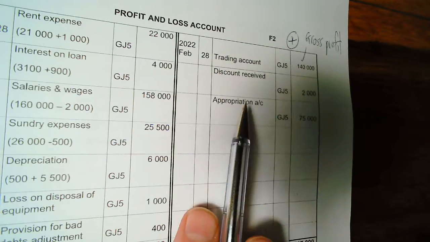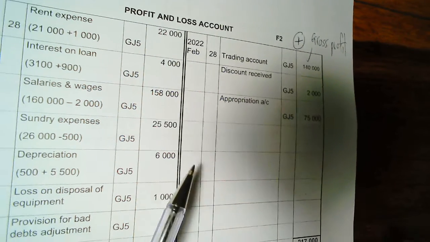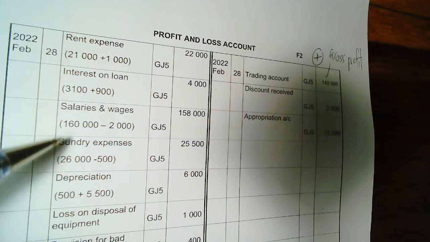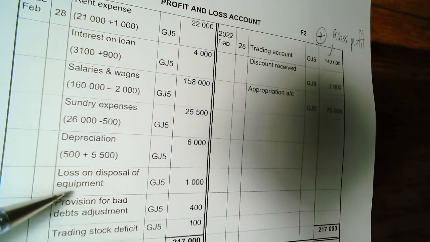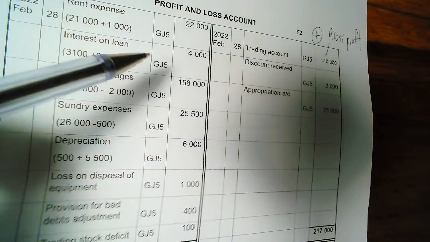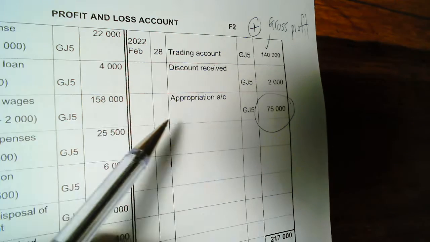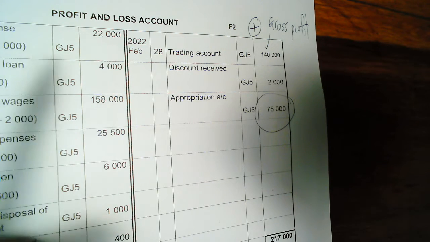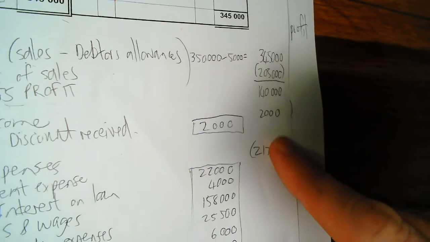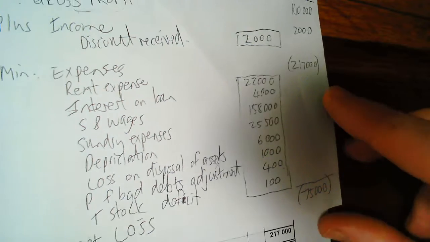We add all the income, which is in this case only the discount received of 2,000 rand. And then we minus all our expenses: rent expense, salaries, sundry expenses, depreciation, and so forth. If the expenses are more than the income, we're going to get a loss. So that loss is 75,000 rand. You will see from our income statement, which I showed earlier, there is the 140,000 plus the 2 minus the 217,000 expenses gives me a net loss of 75,000 rand.